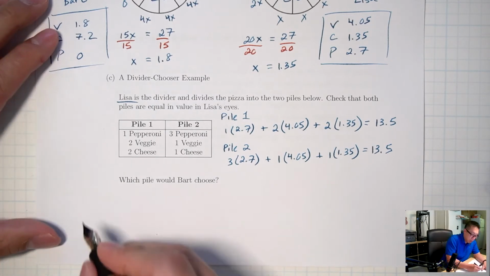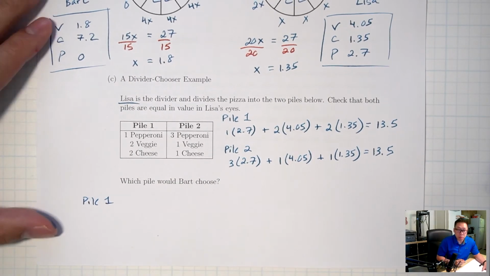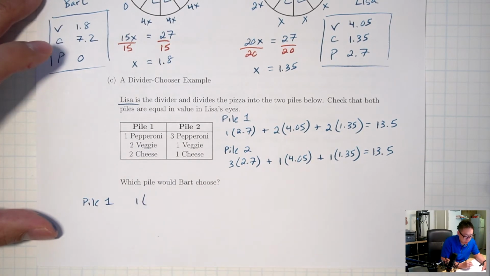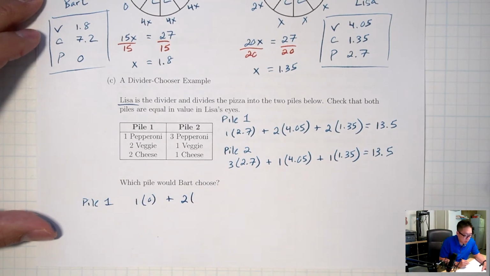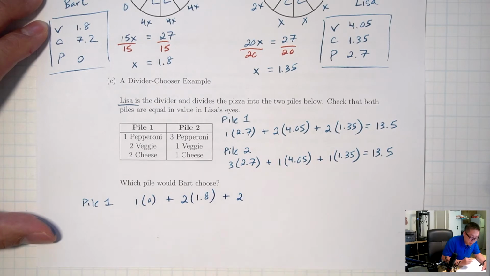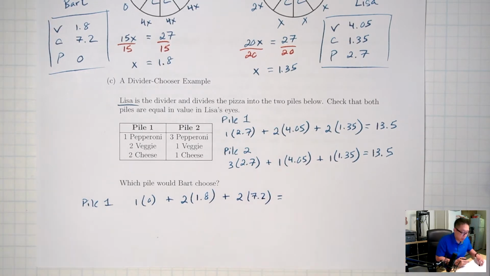Okay, so for pile 1, so now we're going to use Bart's values. So pile 1 is 1 pepperoni, so 1 times the value of pepperoni for Bart, which is 0, so 1 times 0, plus 2 veggie, 2 times the value of veggie for Bart, which is 1.8, plus 2 cheese, 2 times the value of cheese for Bart, which was 7.2. Right, so the value of pile 1 for Bart is 1 times 0, plus 2 times 1.8, plus 2 times 7.2. 18.